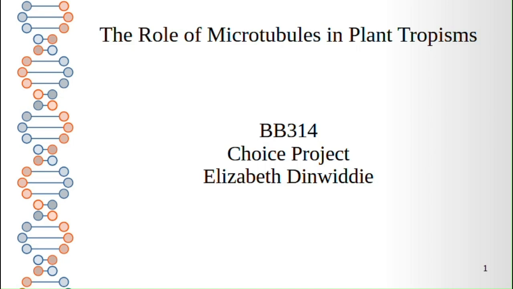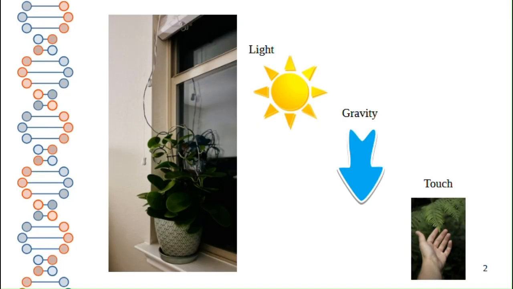Hi, I'm Elizabeth, and today we're going to talk about the role of microtubules in plant tropism. You have probably seen a houseplant leaning towards a window or vines wrapping around a pole. In this case, it's wrapping around the window shade cord in the picture on the left.